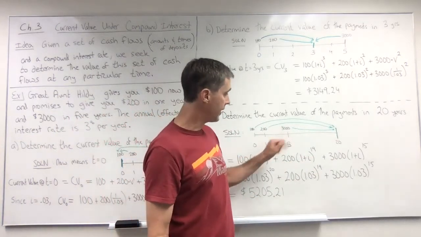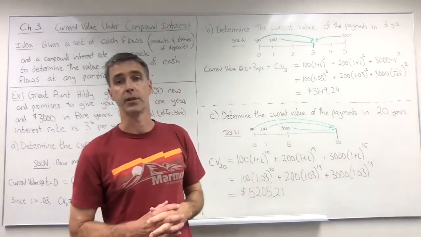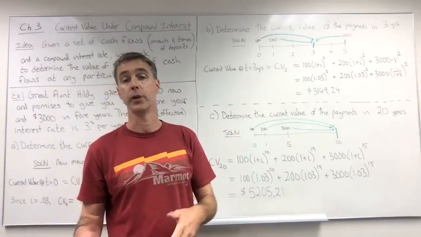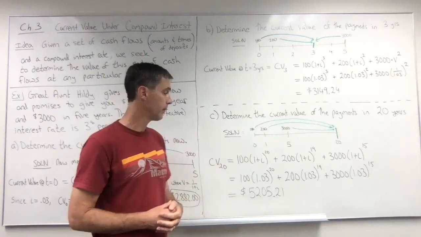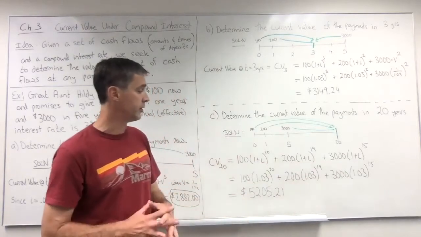And my $3,000 has to get pushed forward 15 years, so multiply it by 1 plus I to the 15th, and add those three new pots of money together. All right, so I replace I with 0.03, and it cranks out to 5205.21.